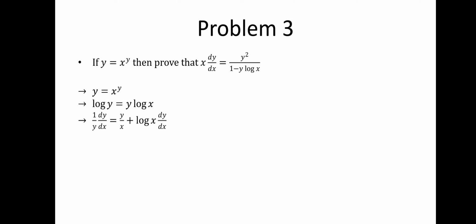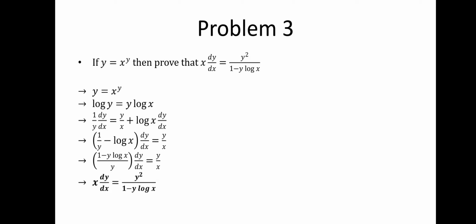Fine. Now let us collect the terms of dy dx on one side. If I do so, then it becomes 1 by y minus log x into dy dx, and on the right hand side I will be left with y by x. On doing some LCM and calculation, so you can see this is what it comes. Now I have to do some side transposing. Now y goes on the other side, it becomes y square. 1 minus y log x comes to this side, it goes to the denominator, and x goes up one on the other side. So doing all these changes, I arrive at my answer.